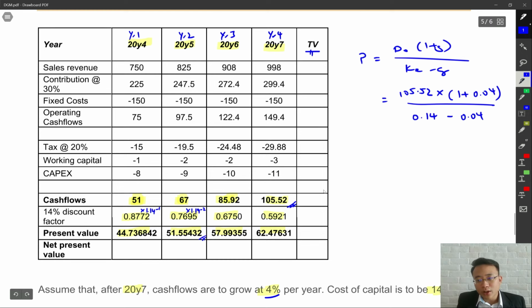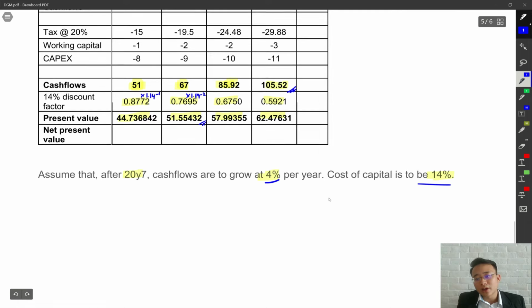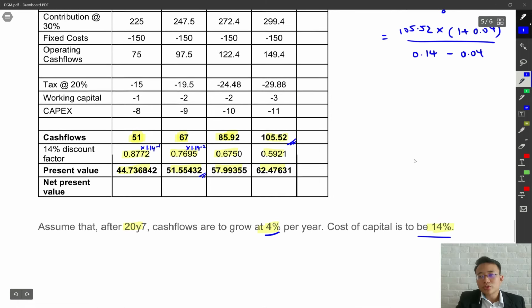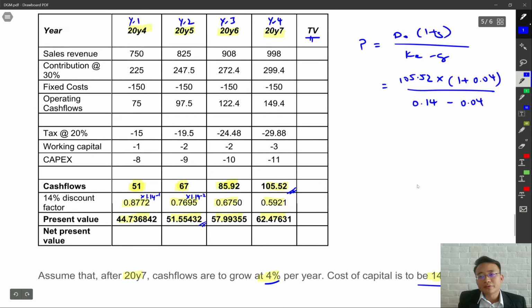Alright, let me scroll down. I know my face might be blocking the 14%. You can see cost of capital is 14%. So, let's use that. Let's fill it in. What I have now will be 105.52 times 1.04 divided by 10%. So I get a huge number, 10,974.